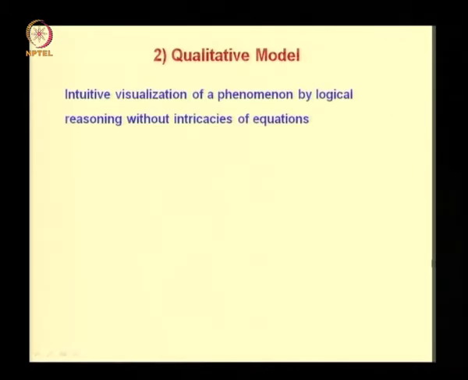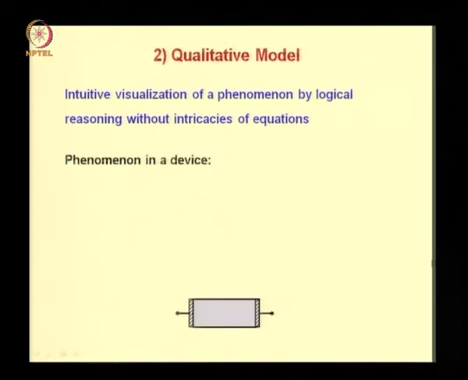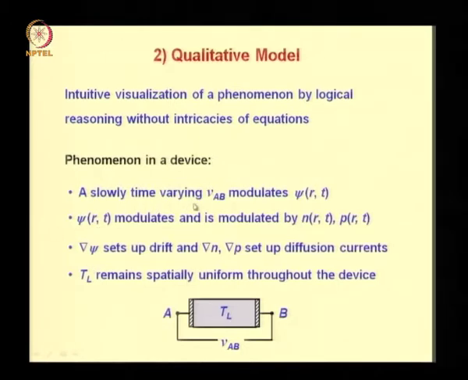The step of qualitative modeling, which is intuitive visualization of phenomenon by logical reasoning without intricacies of equations. The phenomenon that we decided to model in our course can be explained in terms of the following steps. A slowly time varying VAB modulates the potential psi in a device as a function of space and time. Psi modulates and is modulated by the electron and hole distributions as a function of space and time. Gradient of psi sets up drift and gradient of n and p set up diffusion currents, and finally we assume that the lattice temperature remains spatially uniform throughout the device.